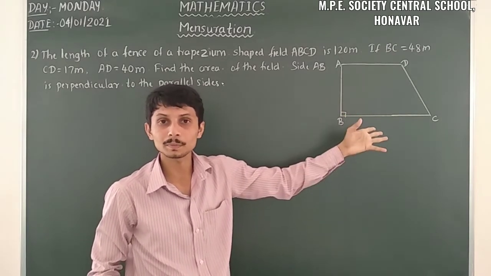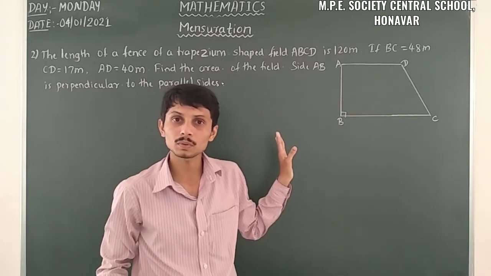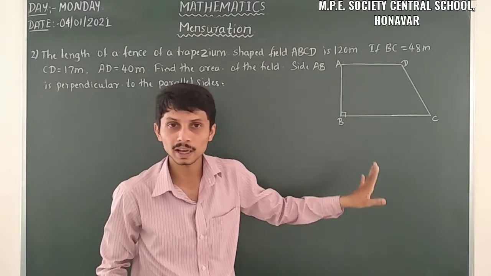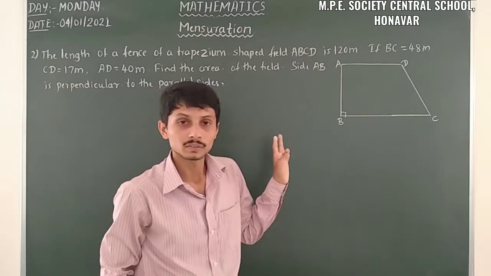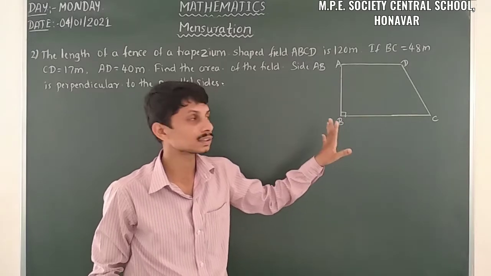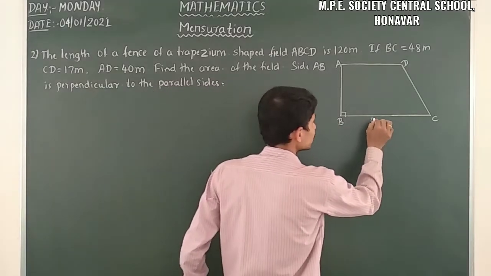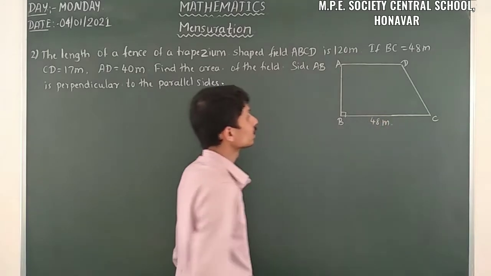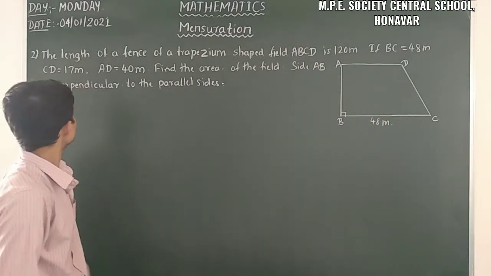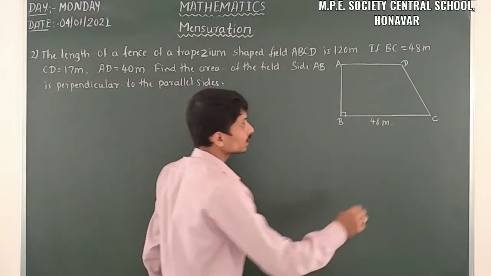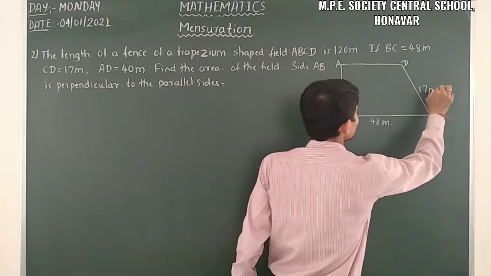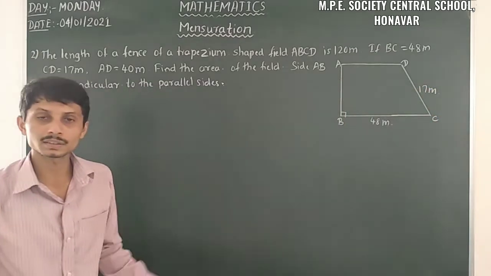So whatever the measurement given for AB, that is nothing but the value of H here. Then we have to know what other things are given. BC is equal to 48 meter, that is given. Then CD is equal to 17 meter. CD means this one, it is given as 17 meter.